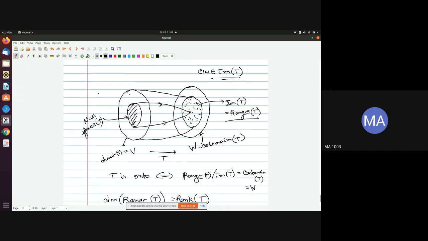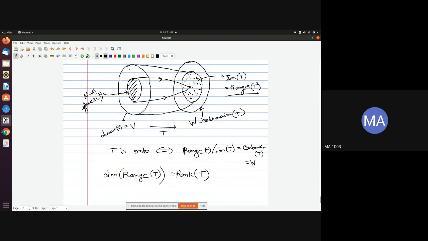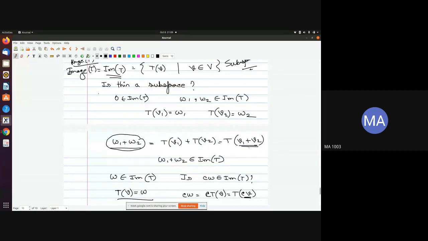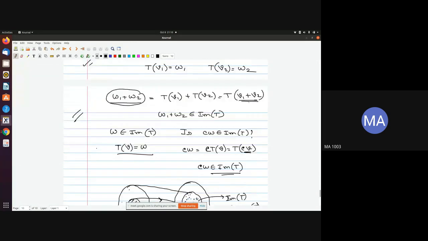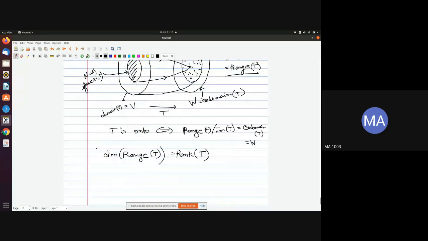Range you have studied in Maths 1, right? Range of a function. What was that? The set of all outputs, right? Same definition. But here, one more property we have: the range is a subspace because it satisfies the properties of a subspace, as I have proved here. So a subspace has a basis, so it has a dimension. And the dimension of the range is called the rank. That is the definition of the rank of a linear transformation. Why it is called rank, I will come to later. Is it clear?